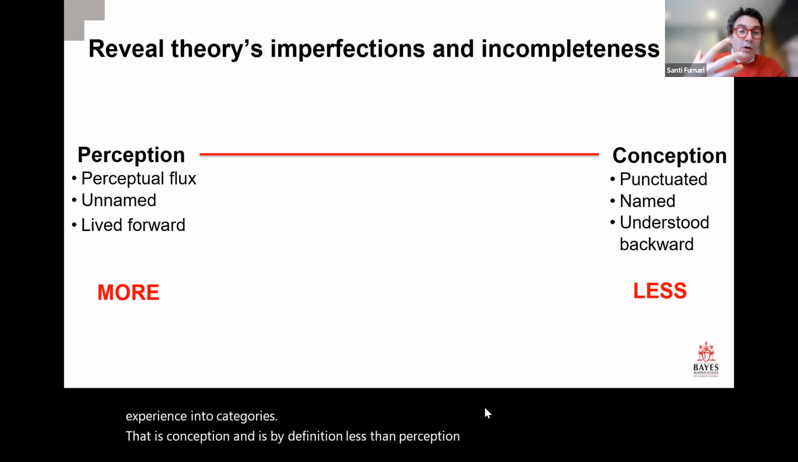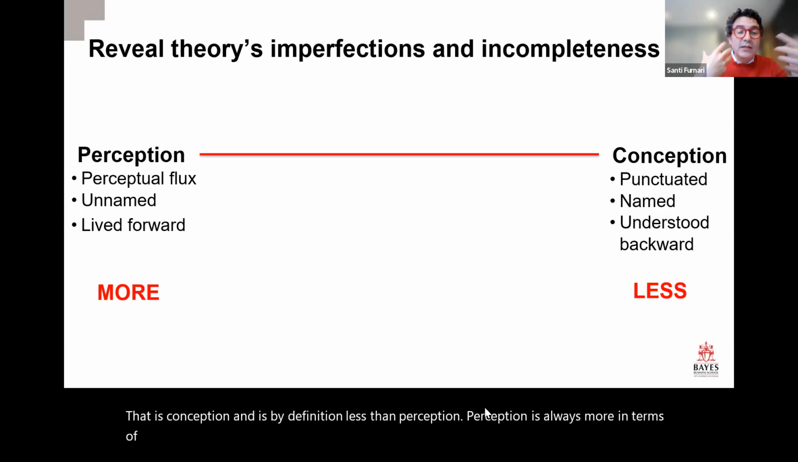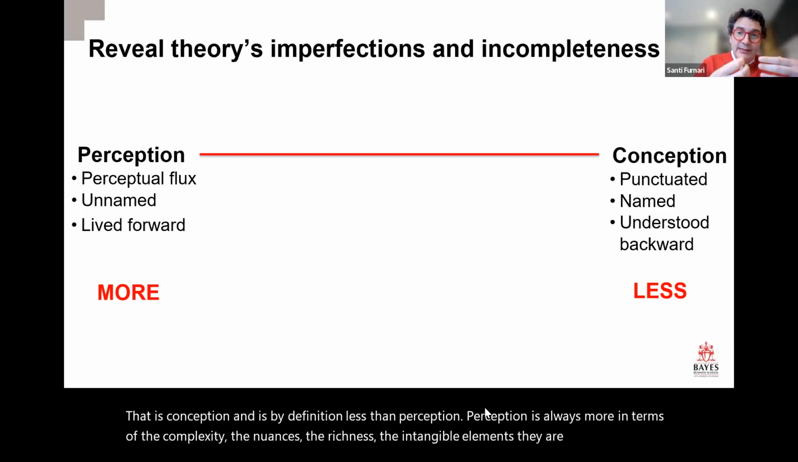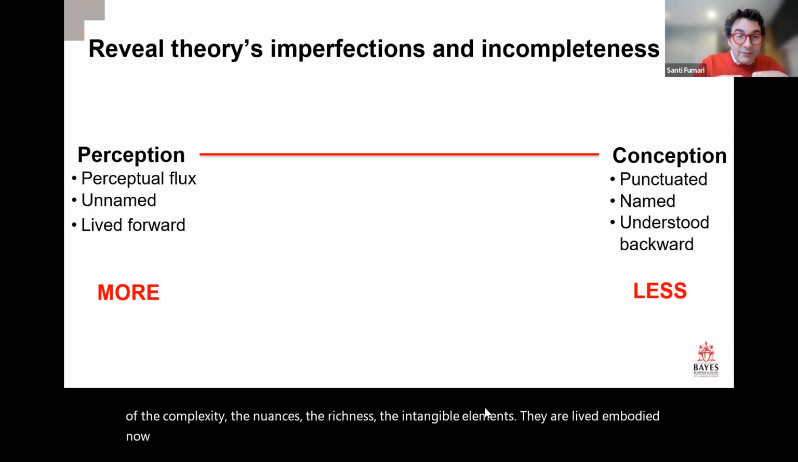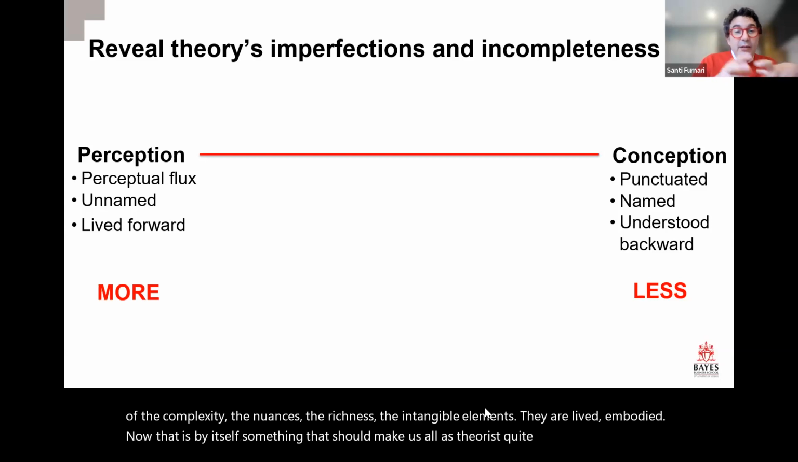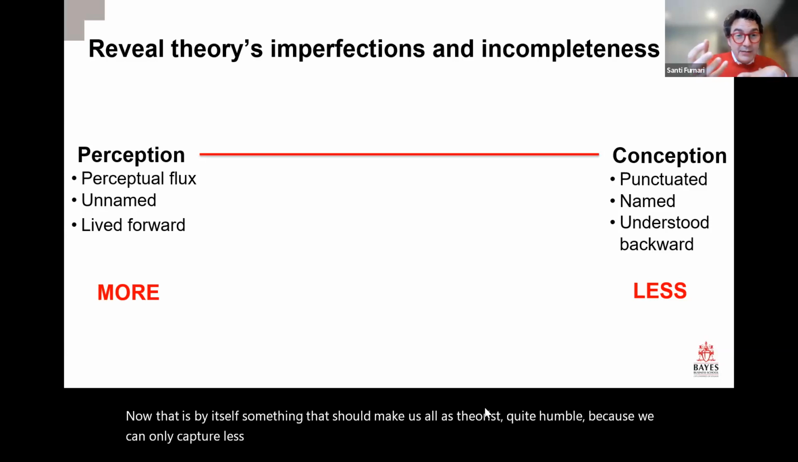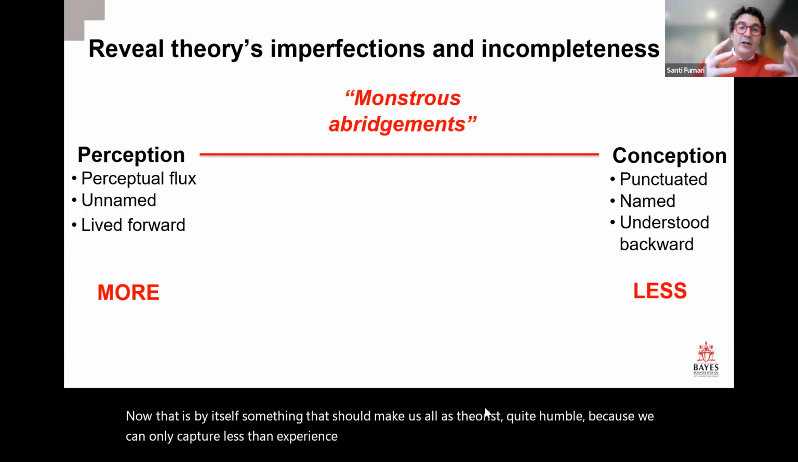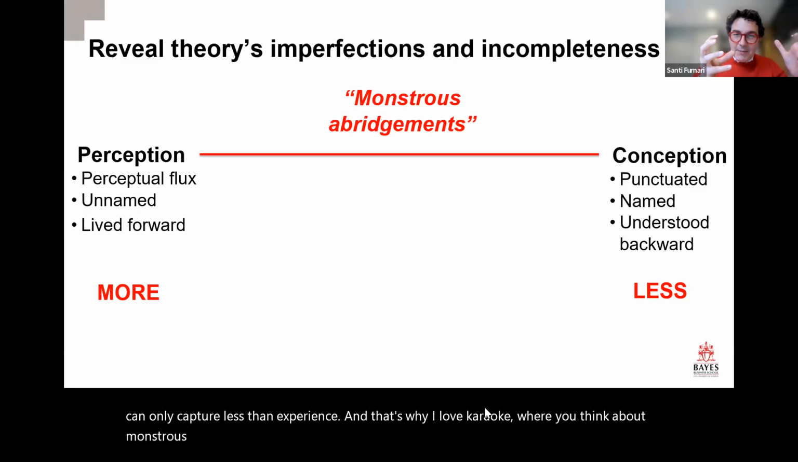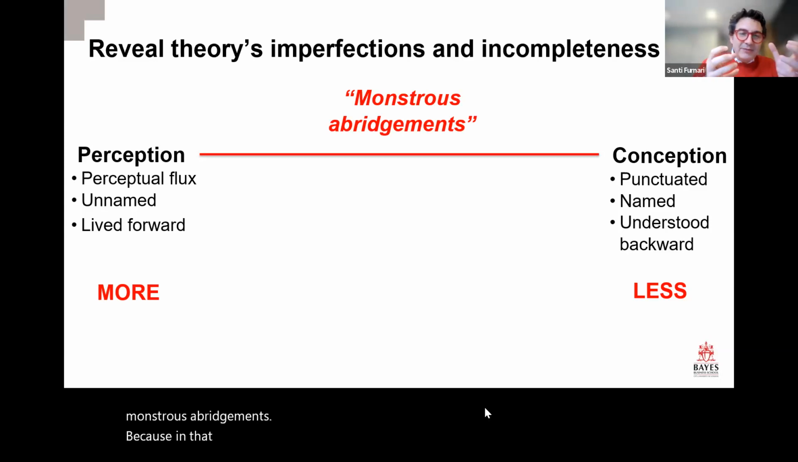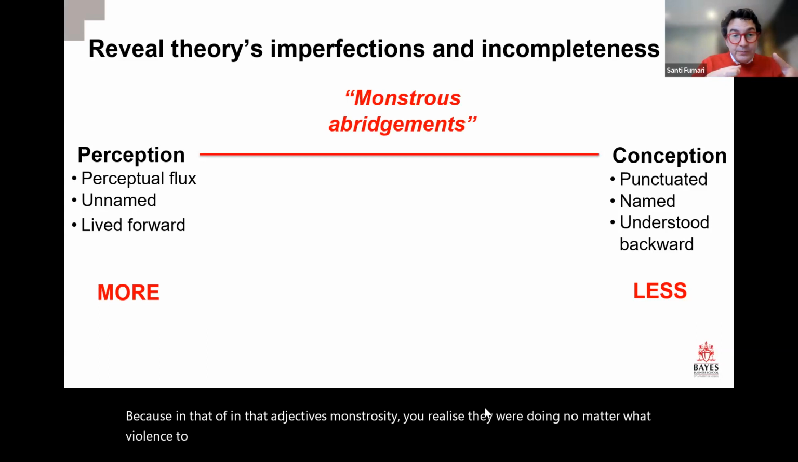Perception is always more in terms of complexity, nuances, richness, the intangible elements; they are lived, embodied. That by itself should make us all, as theorists, quite humble, because we can only capture less than experience. That's why I love Carl Weick's way of thinking about monstrous abridgments. In that adjective's monstrosity, you realize that we're doing, no matter what, violence to perception.